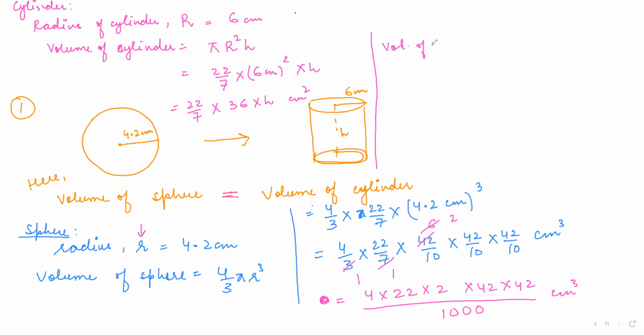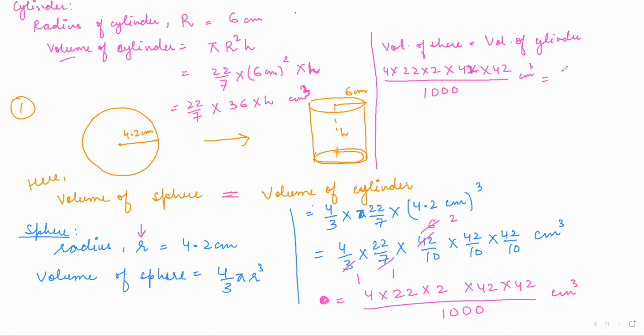So volume of sphere is equal to volume of cylinder. Now, what is the volume of sphere? So put it here, 4 into 22 into 2 into 42. Carefully, please, into 42 into 42 divided by 1, 2, 3 zeros and centimeter cube. It is cube, sorry. See, cube, why cube? Because height will also be in centimeter, right? So centimeter square into one more centimeter. So the answer will be in centimeter cube. Got it? Because this is volume, it has to be in centimeter cube.